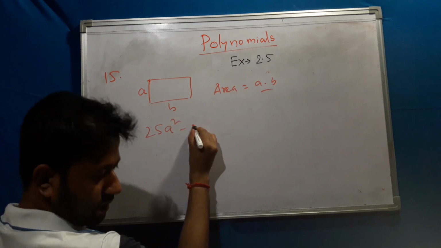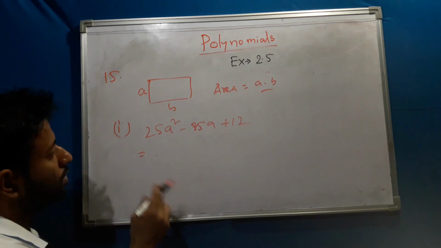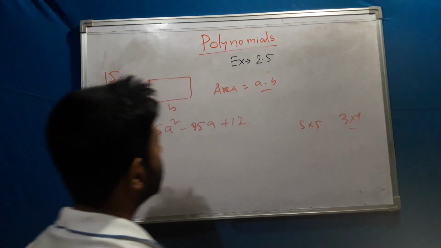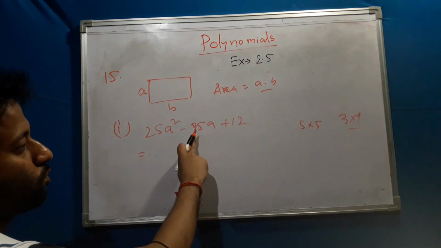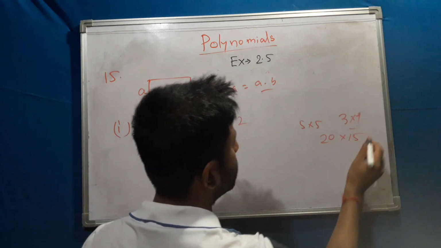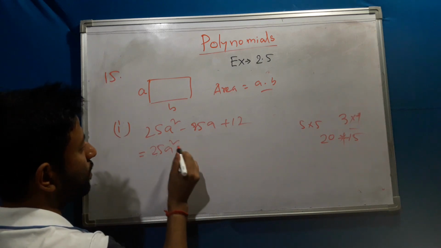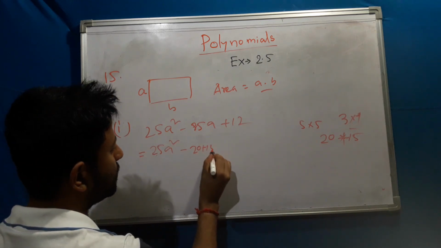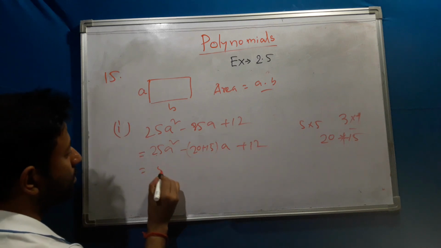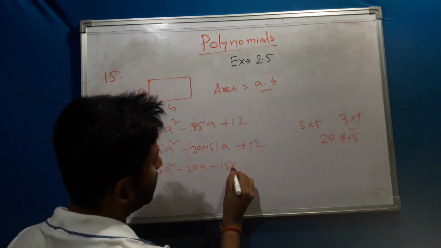25a² − 35a + 12. Okay, so 12 into 12, so 5 into 5 and there is 3 into 4. I have to get 35. So 20 plus 15 equals 35. That is 25a² − (20 + 15)a + 12. So I can write it as 25a² − 20a − 15a + 12.